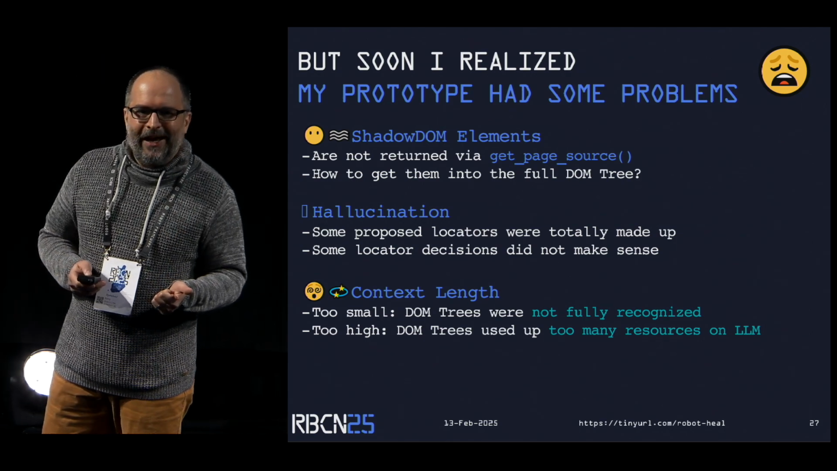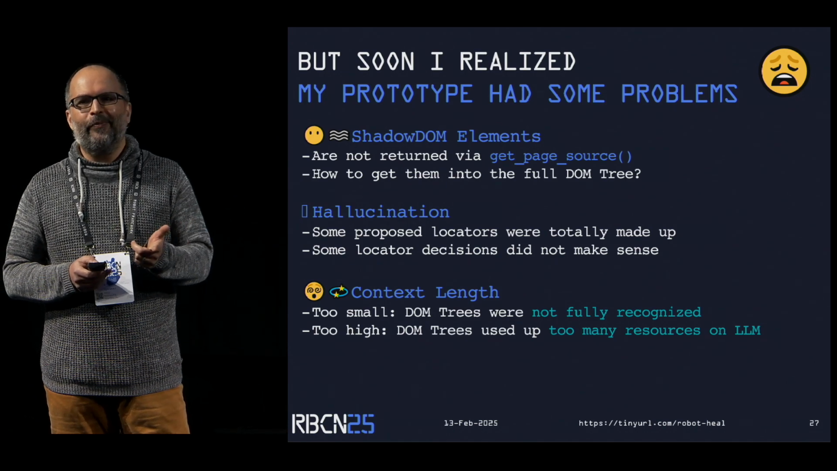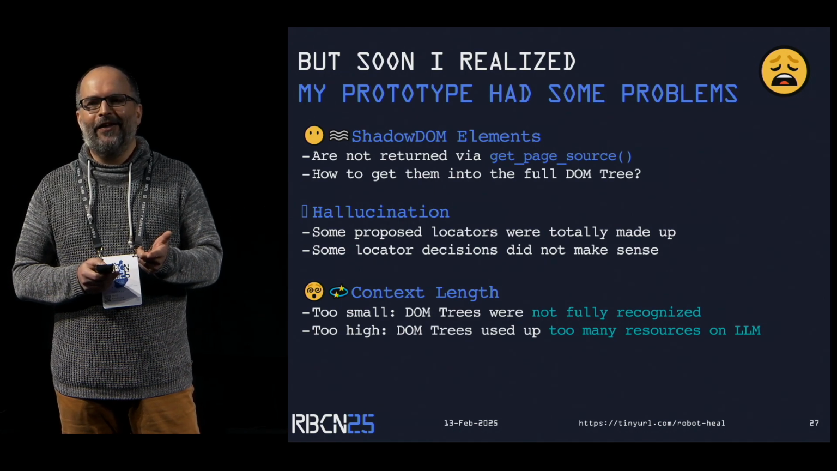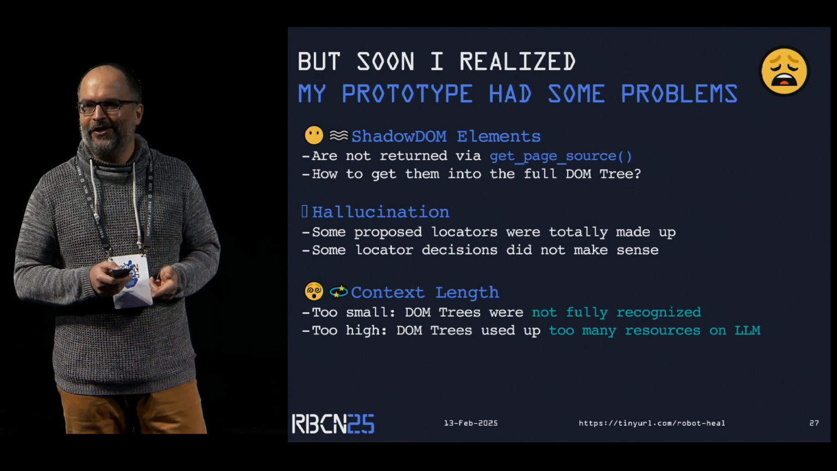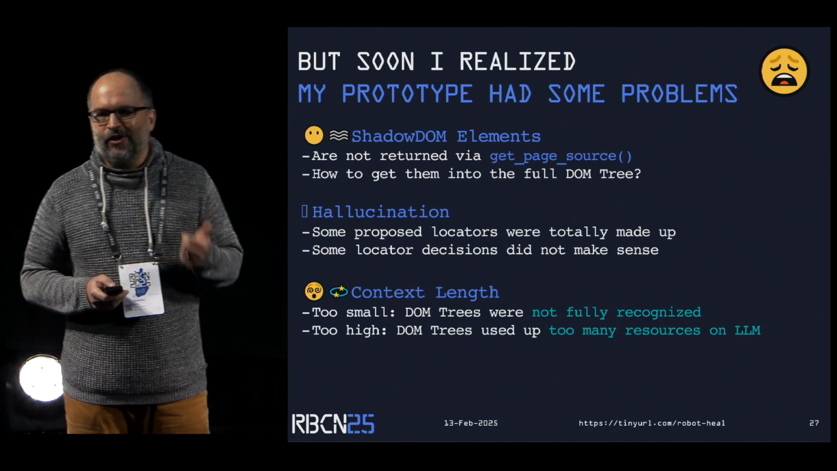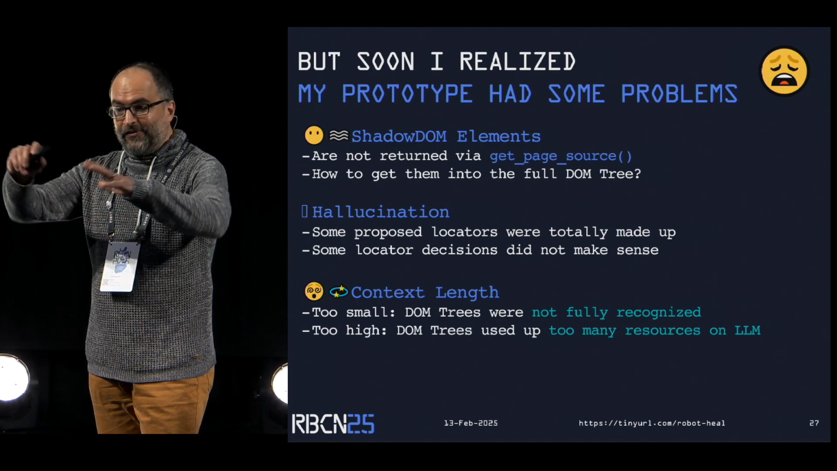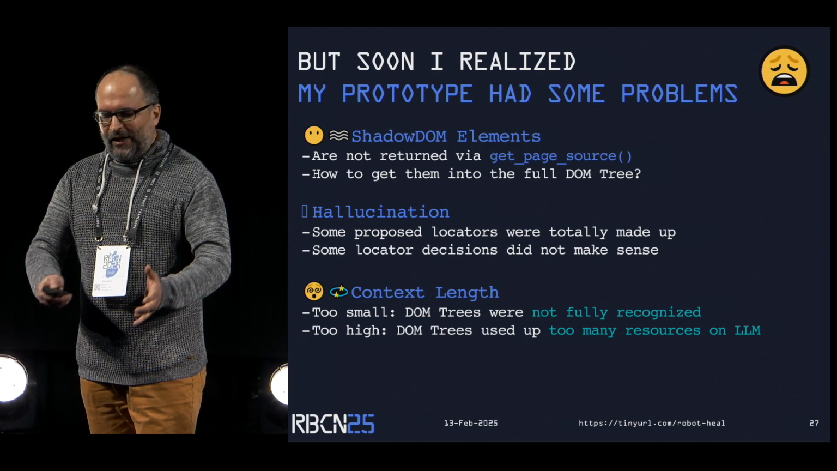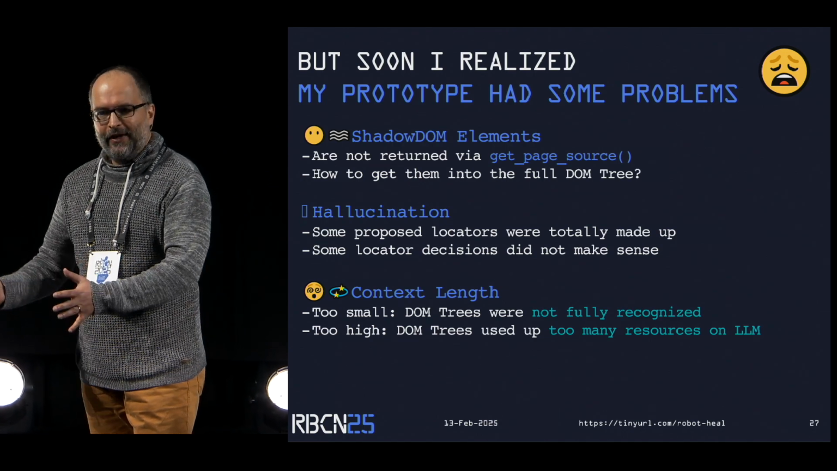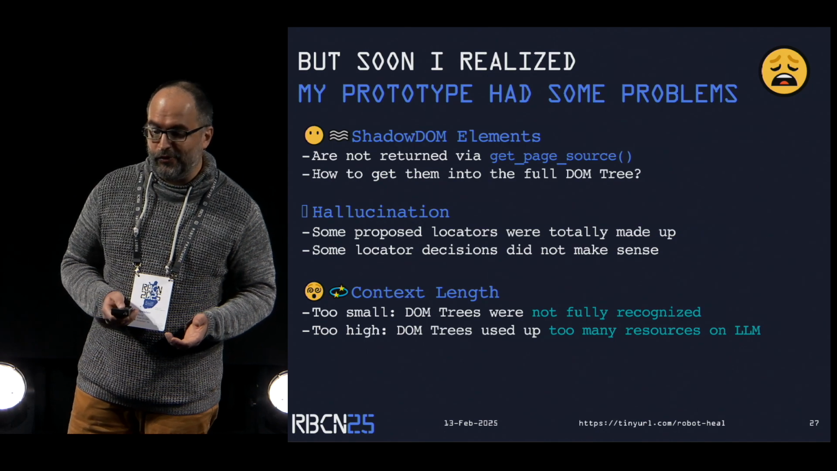So the first problem I had, Shadow DOM elements. Who knows Shadow DOM elements here? Few hands. They're always fun, right? Dealing with Shadow DOM. I realized too late that those Shadow DOM elements are not returned by the get page source. I was expecting to get the full DOM tree, but then when I was running my example on a real application, I realized, damn, I'm missing a lot of elements, and needed to find a way to get them.